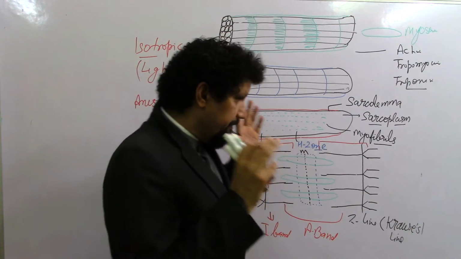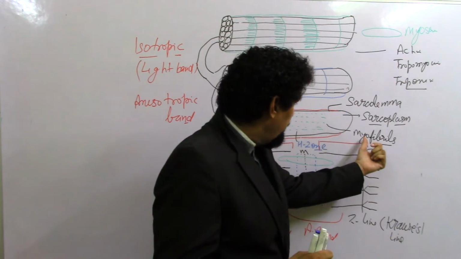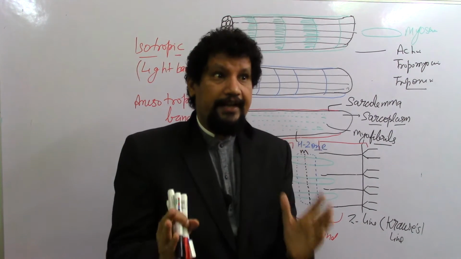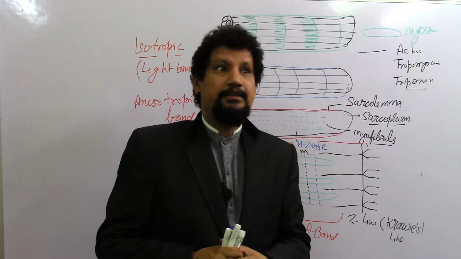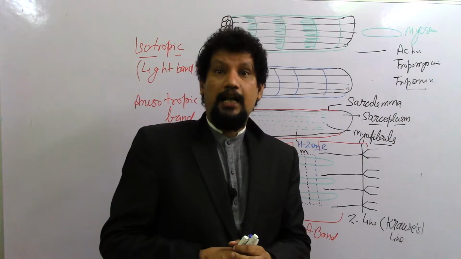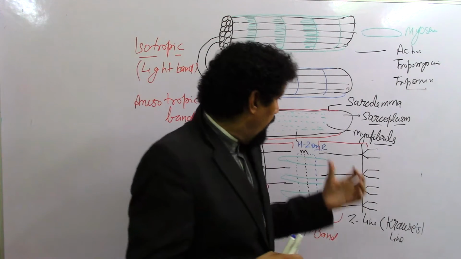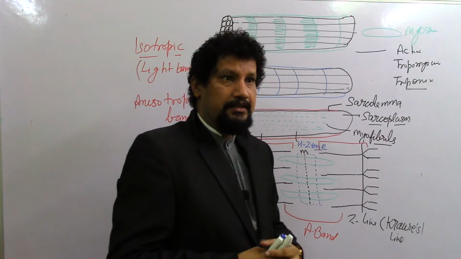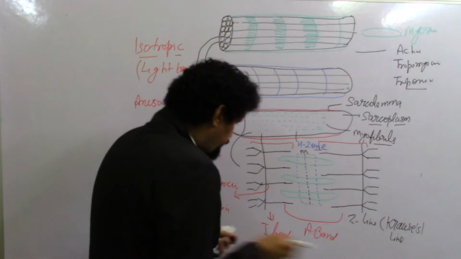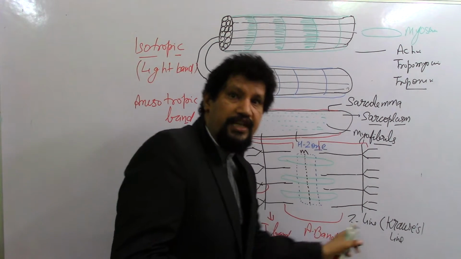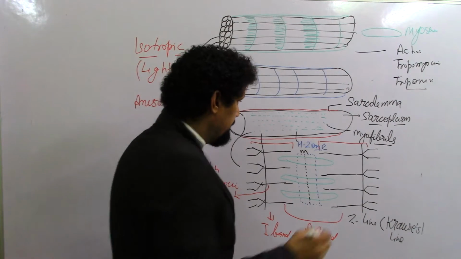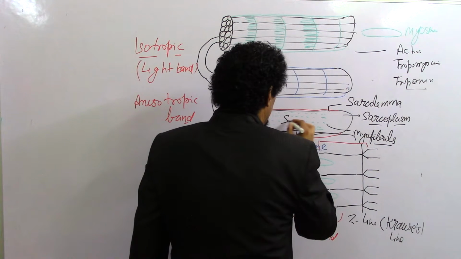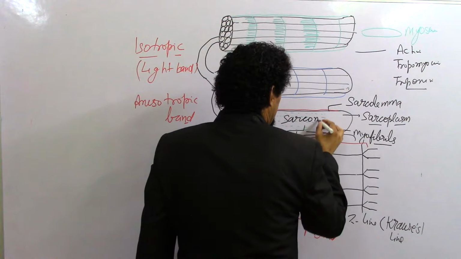Now, the part of the myofibril between two Z lines is known as the sarcomere. The sarcomere is the functional part of the myofiber or the muscle cell. So this part between two Z lines is known as the sarcomere. This part is known as the sarcomere.